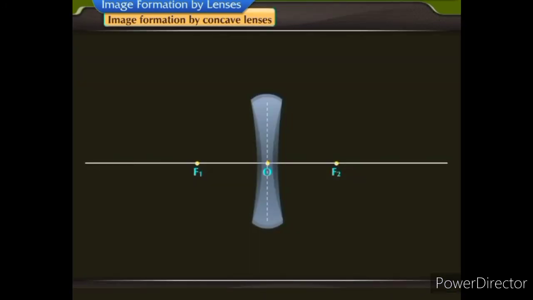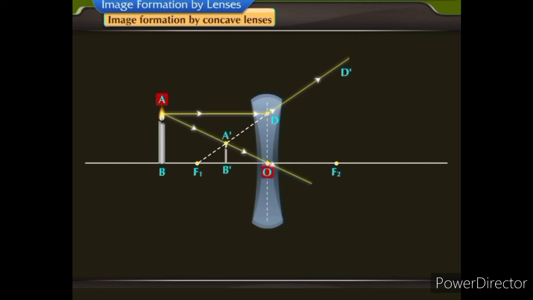Let us consider two positions of the object to study its ray diagram. Let the object, that is, the candle, be AB, placed in front of the concave lens anywhere between the optical center and infinity. Let us consider a ray AD traveling parallel to the principal axis. It gets refracted as a ray DD dash, so as to appear to come from the focus F1. The ray AO traveling towards the optical center O passes undeviated after refraction as OO dash.